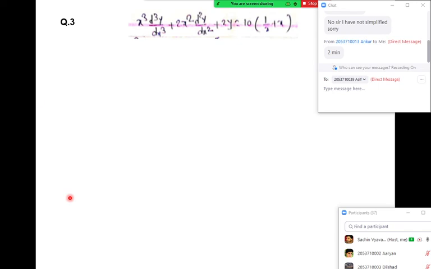This is a third order differential equation. x cube d cube y by dx cube plus 2 into x square d2y by dx square plus 2y is equal to 10 times 1 by x plus x. 10 into 1 by x plus x is there. RHS is 1 upon x plus x.